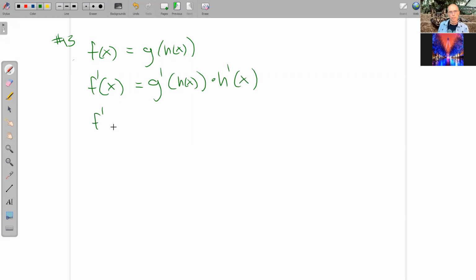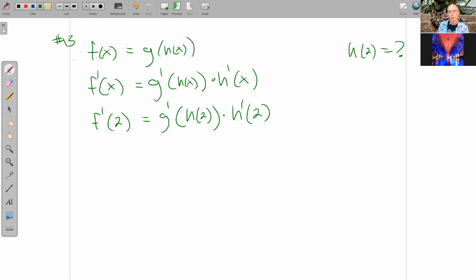So second step, f prime of 2 would then be g prime of h of 2 times h prime of 2. So in order to solve this, we've got to figure out what is h of 2 by looking at the graph. Once we get that number, we plug that into g prime, and we get a number from that. And then we just multiply that by the derivative of h at 2. We can multiply these two together.